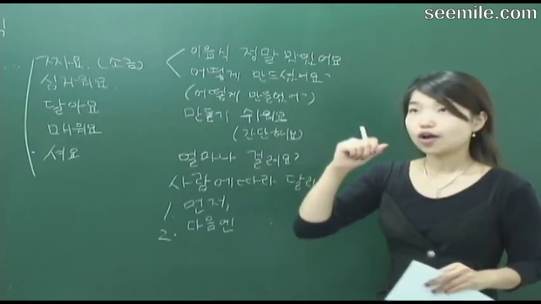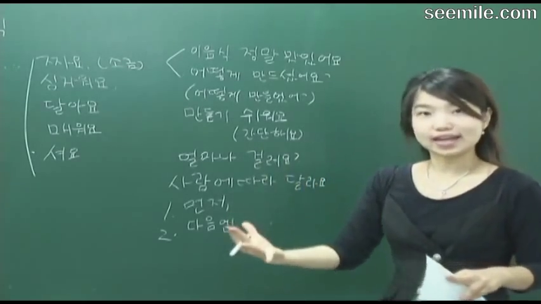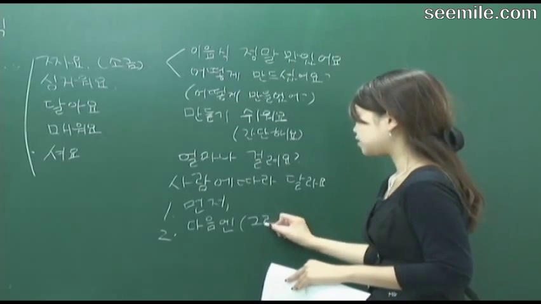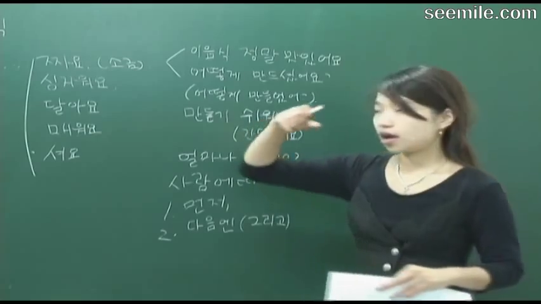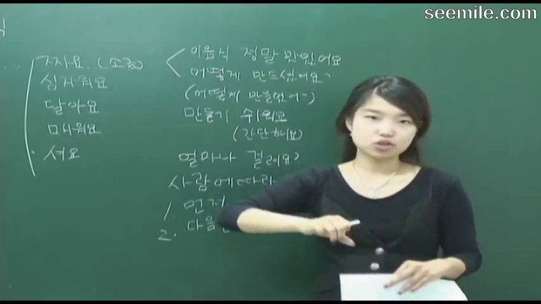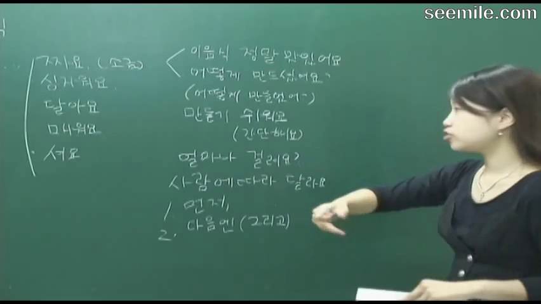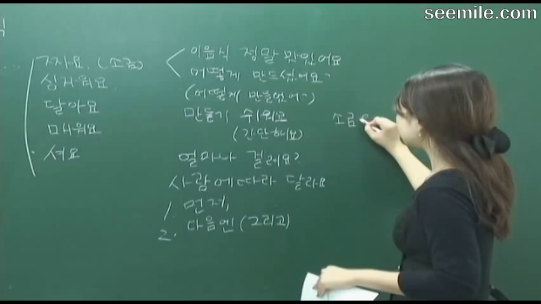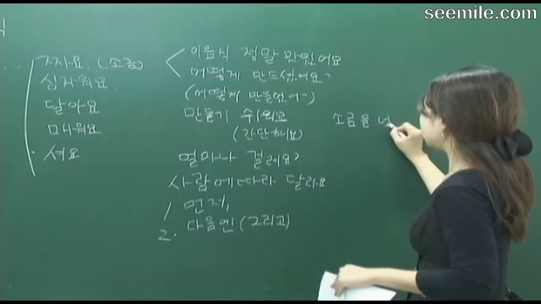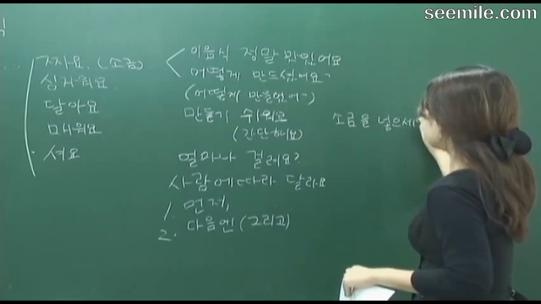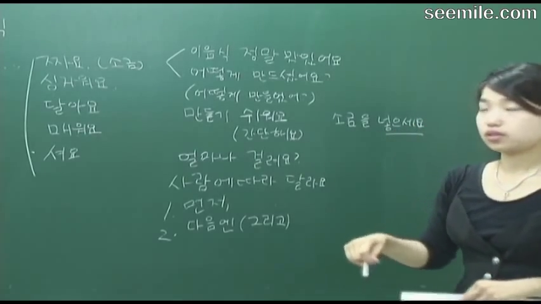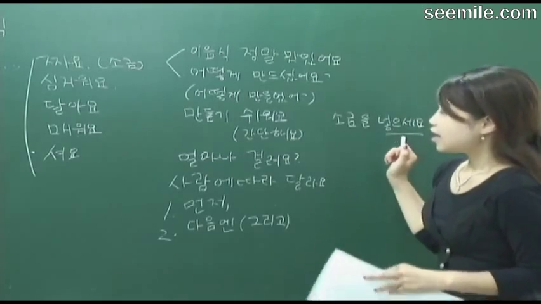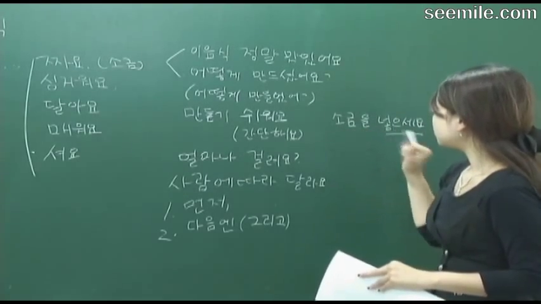먼저 밥을 하세요. You have to make rice. 그리고 means and, right? 그리고 소금을 넣으세요. Put a little bit of salt. 넣다 means put, right? 넣으세요. 소금, salt, 소금을 넣으세요. So a little bit of salt. 그 다음에 뭐가 있을까?